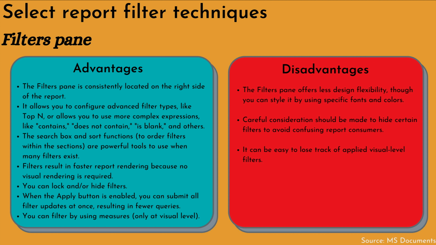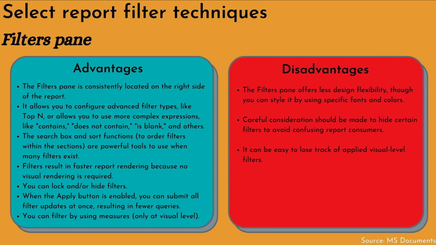For example, the filters pane offers less design flexibility. Though you can style it by using specific fonts and colors, that's not a problem. You can go to the settings and do that. But still, it's not as flexible as your slicers, which you can move here and there and customize their fonts and everything. While using a filters pane, careful consideration should be made to hide certain filters to avoid confusing report consumers. As I mentioned, when you are using both, report consumers can get confused about which one to use and which one not to use.